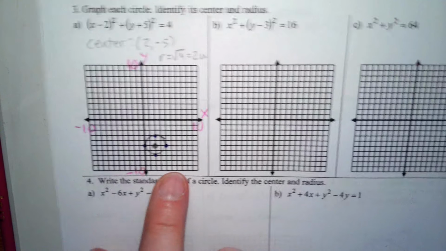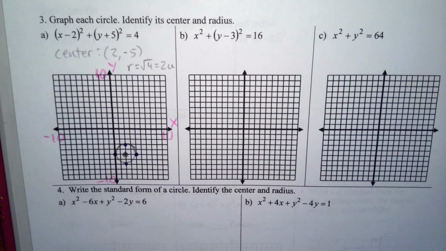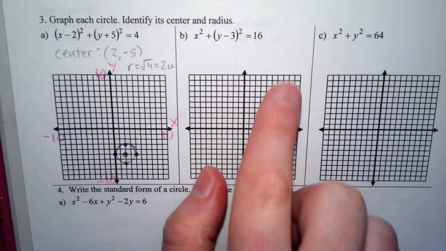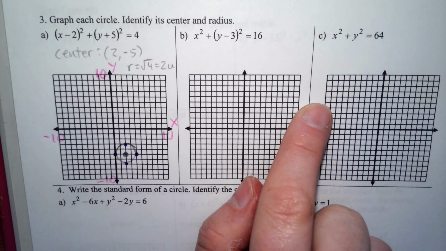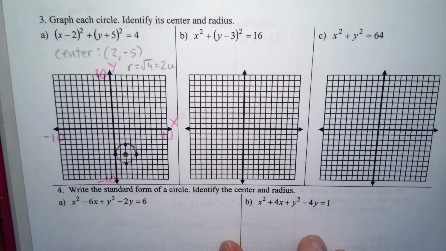Okay, I would pause the video now and try to do B and C. First, find the center and radius, scale and label your axes, and draw the circles. Use a compass if you have one. Otherwise, try your best drawing a circle freehanded.